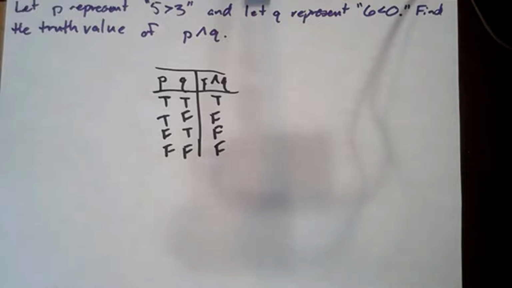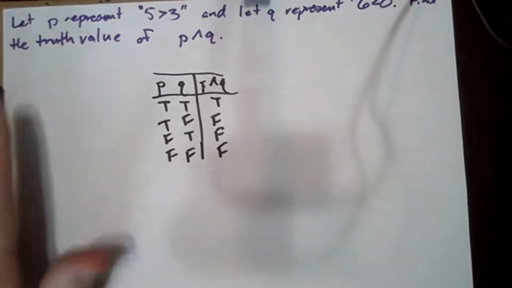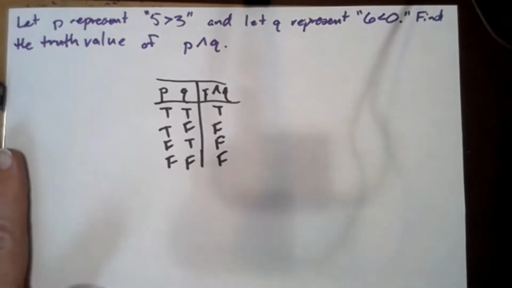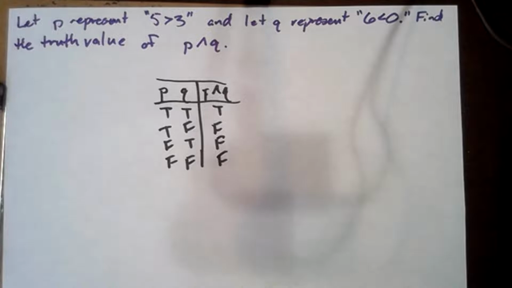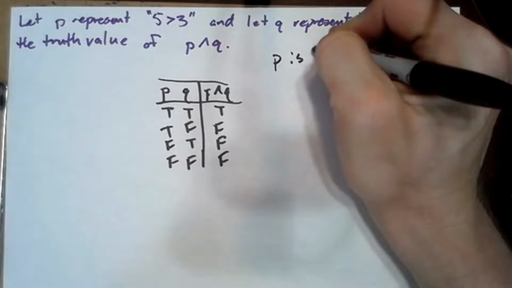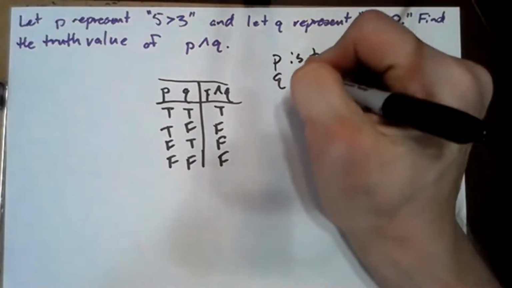So here, we want to let P represent the statement 5 is greater than 3, and we'll let Q represent the statement that 6 is less than 0, and we want to find the truth value of P and Q. Well, let's first identify the truth values of 5 is greater than 3 and 6 is less than 0. 5 is greater than 3, so P is true. 6 is not less than 0, so Q is false.